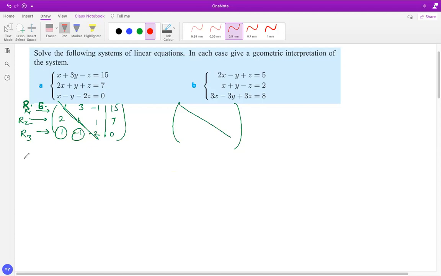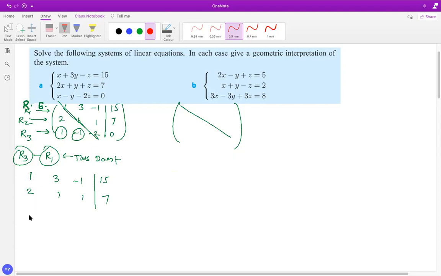Now, I can simply look at R3, and row 3 is here. I'm operating on row 3, so that comes first, minus row 1. When I do that, my row 1 doesn't change, and what changes is row 3, because you're doing the operation on row 3. So the first two rows, 1, 3, negative 1, 15, and 2, 1, 1, 7, don't change. Here what we change is the third row. So R3 minus R1 I'm doing.